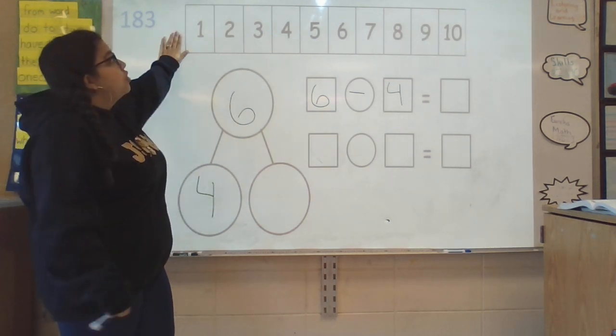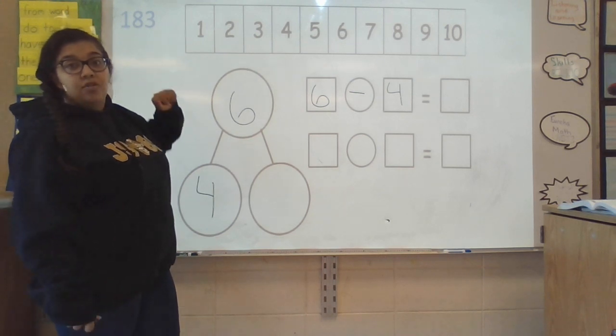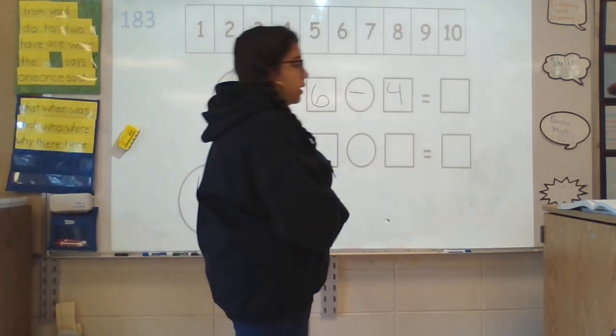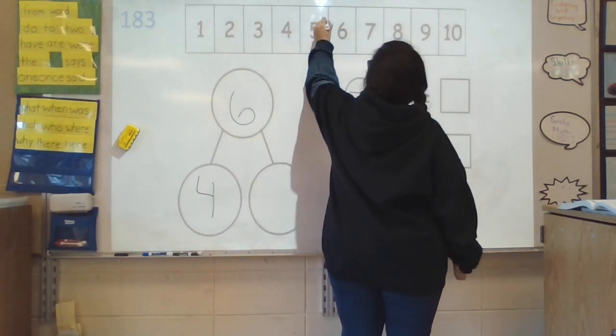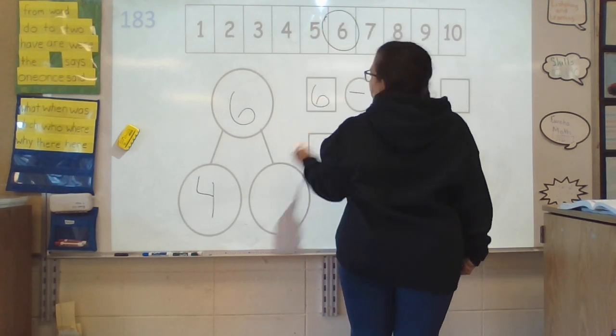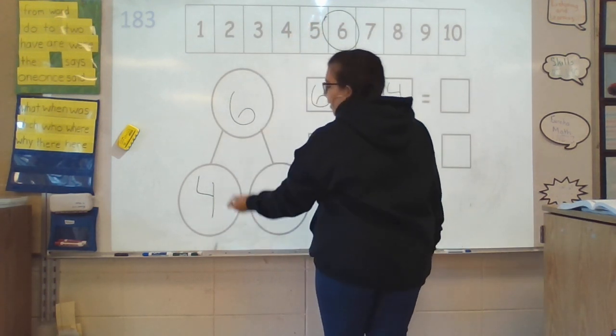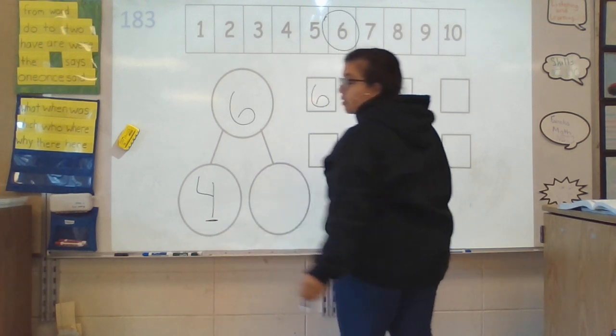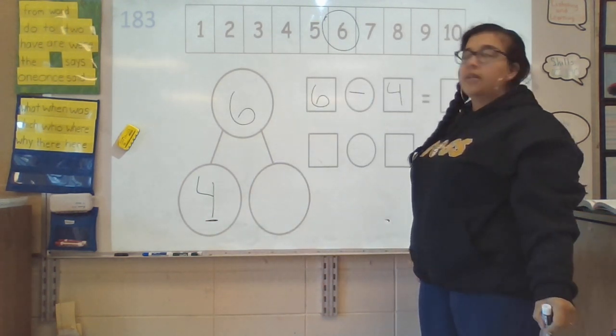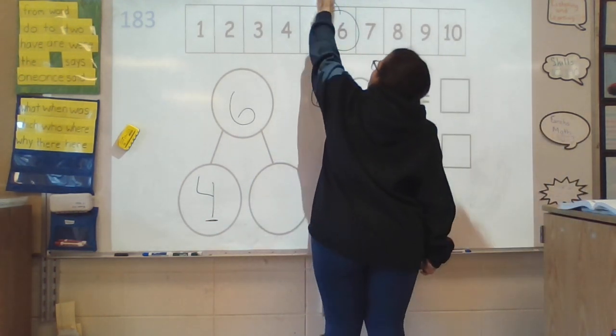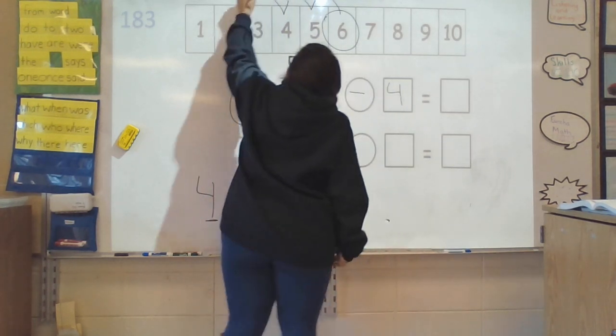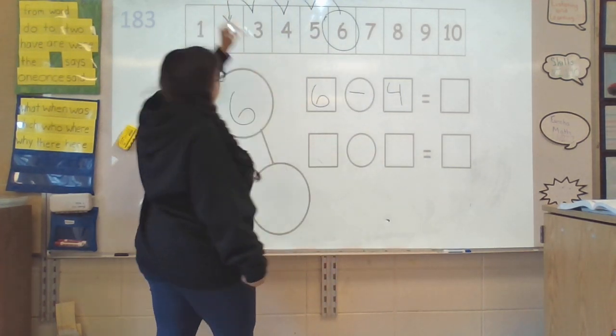Okay, now I'm going to teach you how to count back using a number path. So what you do is you start by circling the whole, and then you hop back this number of parts. So how many parts are we going to hop back? 4. All right, so 1, 2, 3, 4. Where did we land?